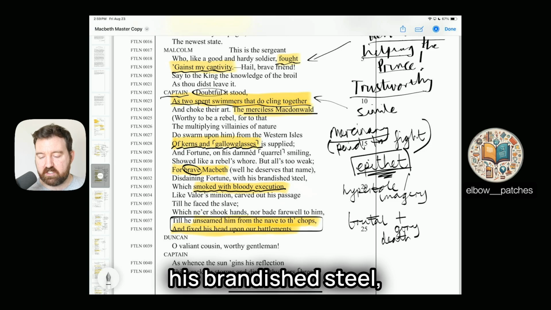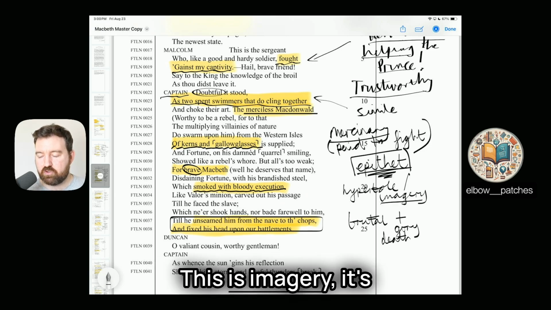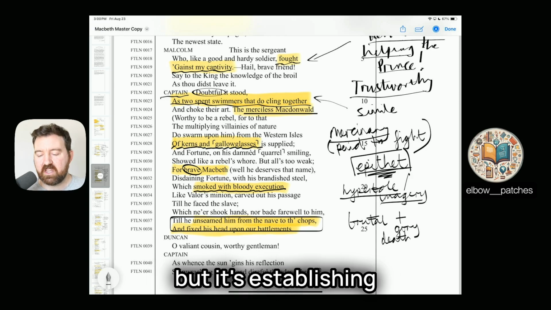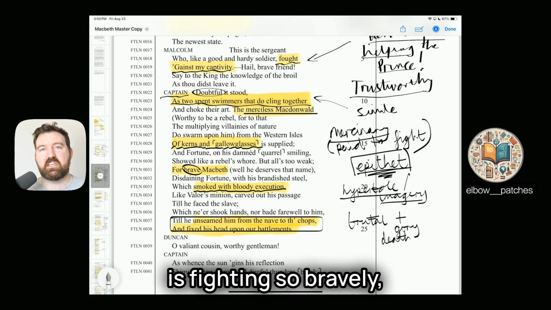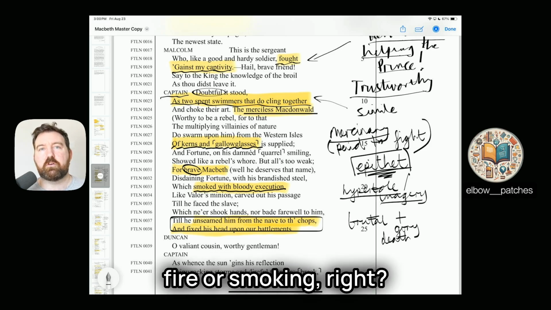His brandished steel, which is his sword, is said to have smoked with bloody execution. This is imagery, it's obviously hyperbole because his sword isn't literally smoking, but it's establishing him as a legend. It's this idea that he is fighting so bravely, killing so many of the enemy that it's almost as if his sword is on fire or smoking, right?